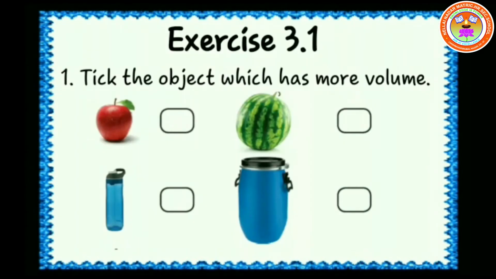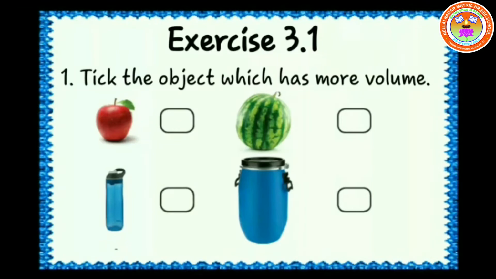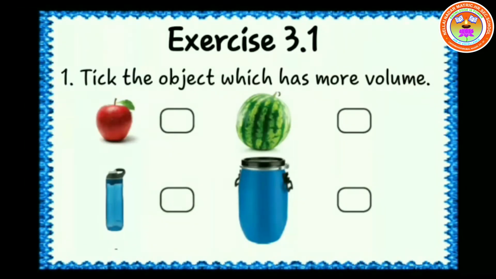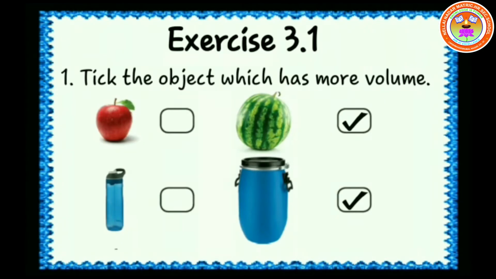Now we are going to recall the object which has more volume. Look at the first one. Which object has more volume? The apple or watermelon? Can you guess it? Yes, it is watermelon. Second one. Which object has more volume? The first object or the second object? Yes, the second object has more volume. Similarly, we are going to tick the remaining sum.